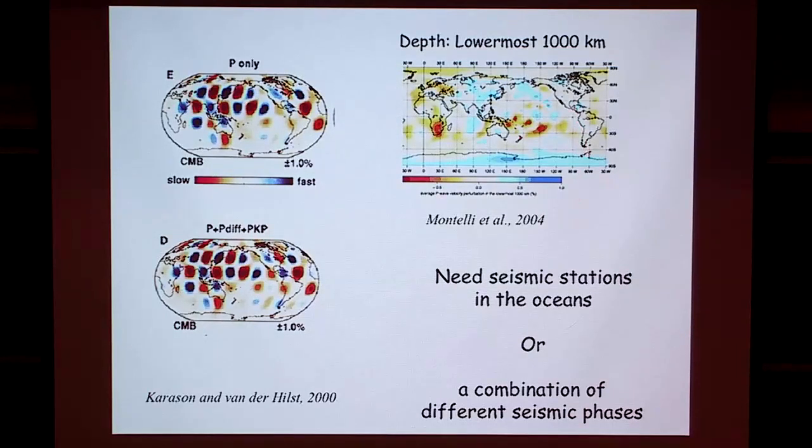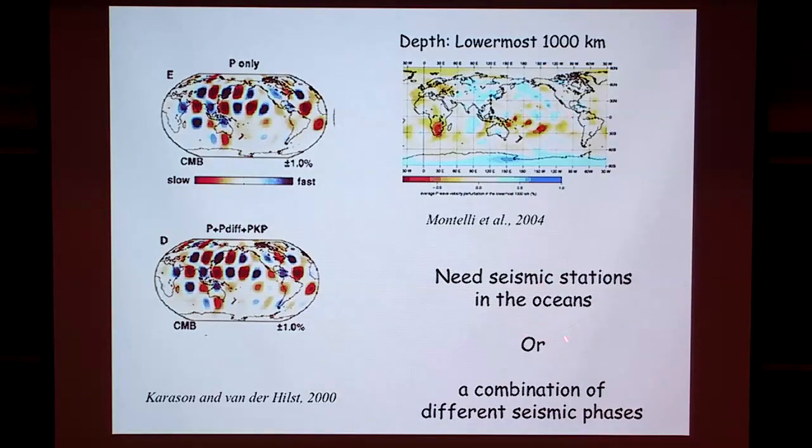This has been hard, because I've been working on this for 25 years, and we're still working on it to get stations on the ocean floor, or a decent array of stations on the ocean floor, even temporary or whatever. But that's one thing.